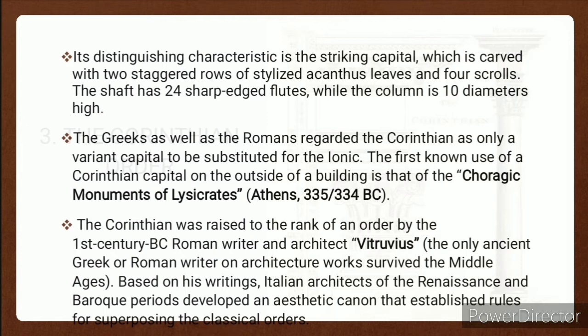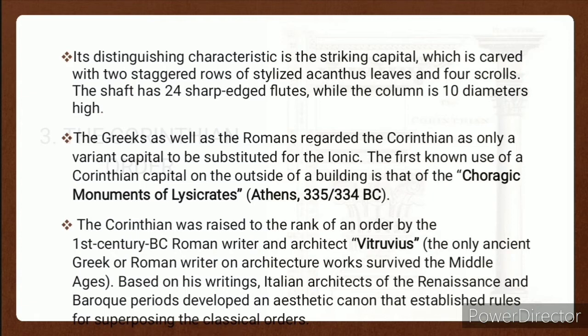The Greeks as well as the Romans regarded the Corinthian as only a variant capital to be substituted for the Ionic. The first known use of a Corinthian capital on the outside of a building is that of the choragic monument of Lysicrates in Athens.